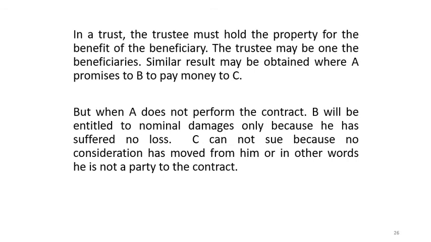Here also, author of the trust transfer the property to trustee, the beneficial interest should be paid to beneficiary. But A does not perform the contract. That's when you talk about contract. In the case of contract, when A does not perform the contract, B will be entitled for the nominal damages. Why? Because he has suffered no loss. Because A promises to B. B does not get any gain out of these promises. Then he can't get any substantial damage for the promises made by A.